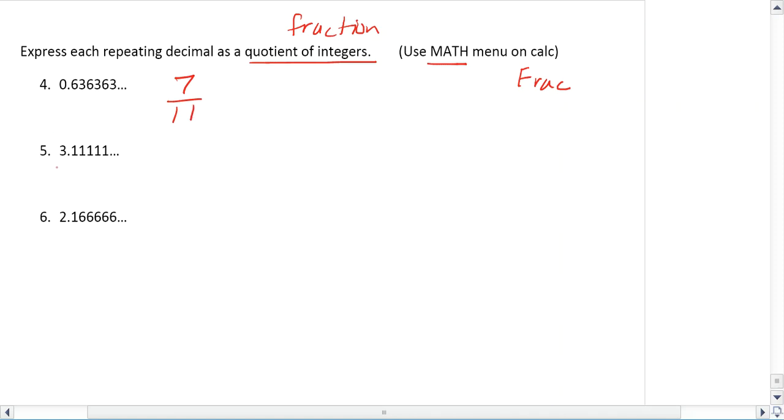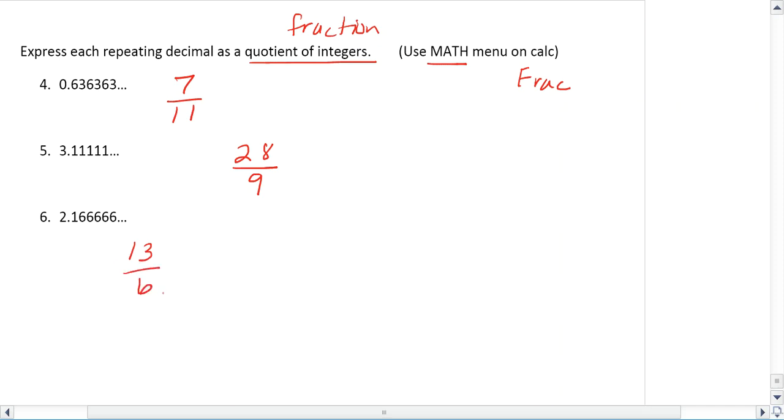And again here, you do need to enter the 3. I was going to say, we don't want a mixed number. We do want an improper fraction because that's what we're going to be dealing with in algebra. So do hit 3.111 several ones and then math fraction. Your calculator should read 28 over 9. And this one, 2.166666 and so on. The calculator should give you 13/6.